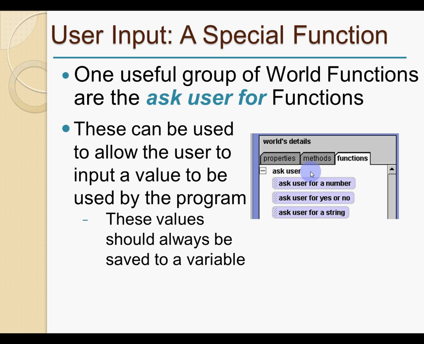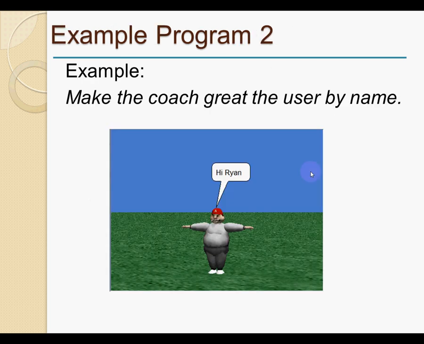Whenever we have an ask for from the user, we should always be storing those values into a variable so we can use them over and over again. So for example, let's make the coach greet the user by name. So we're going to get him to say hello to Ryan.